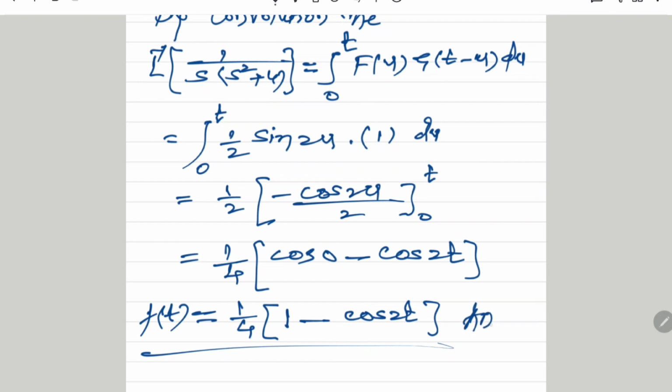as a required answer. Find inverse of s divided by s square plus pi square and bracket square by convolution.